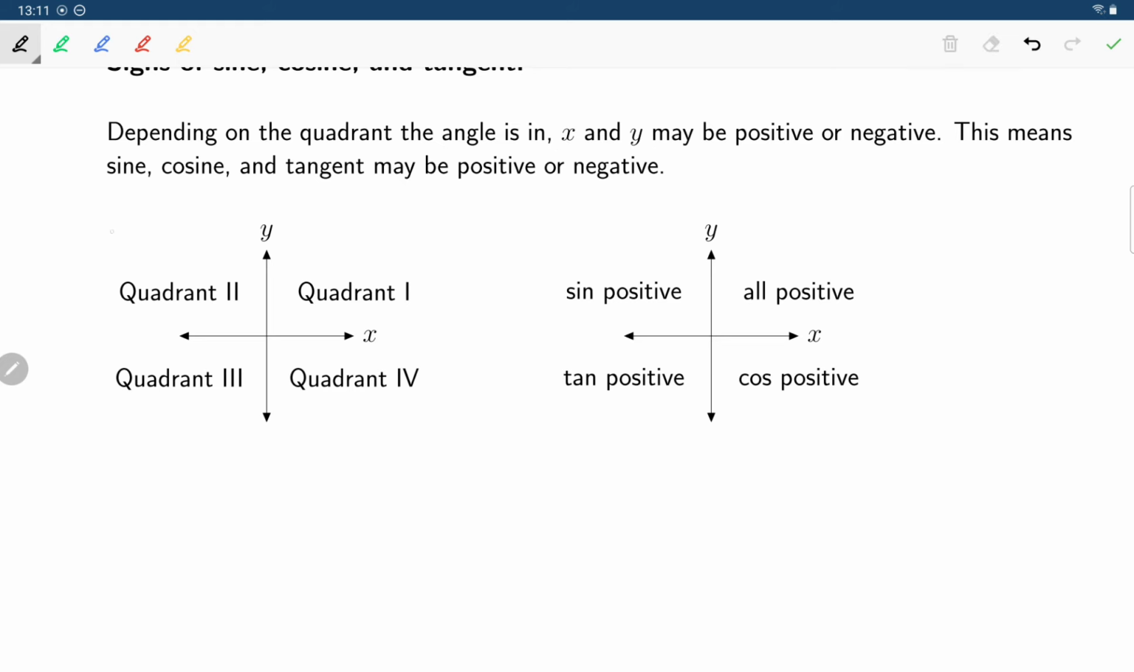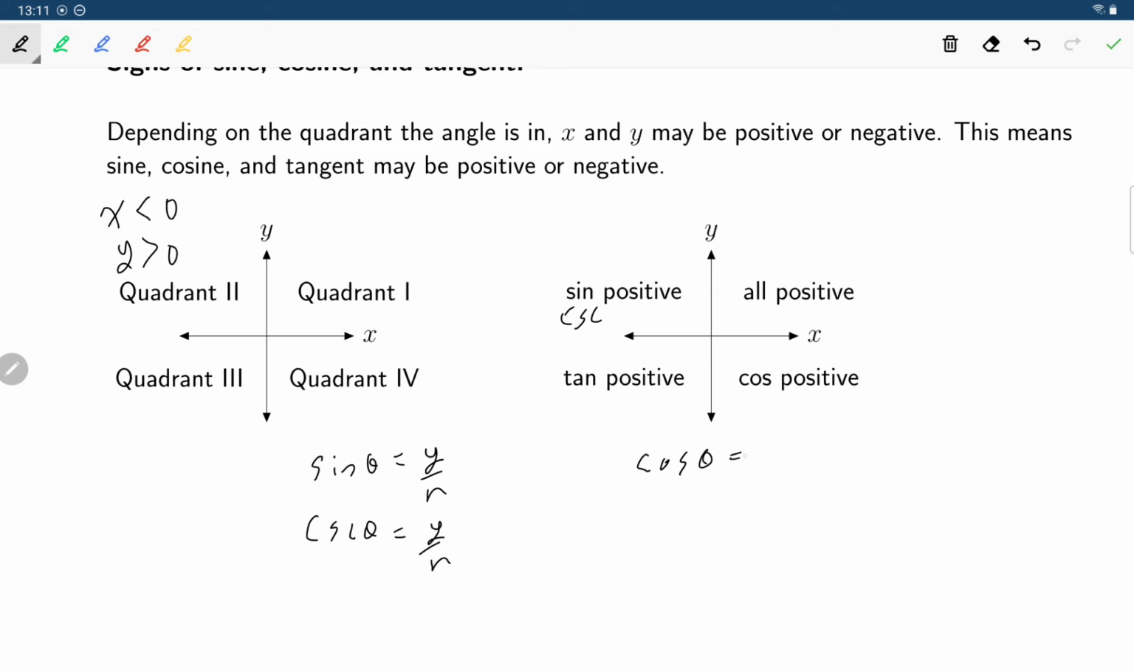In quadrant 2, the x-coordinate is negative and the y-coordinate is positive. So if we're thinking about our trig functions, sine, which is y over r, would be a positive over a positive. So sine would be positive. Also, of course, cosecant, since that's the reciprocal, should also be positive as well. But the other four trig functions would be negative.